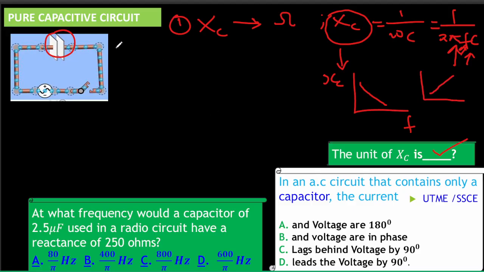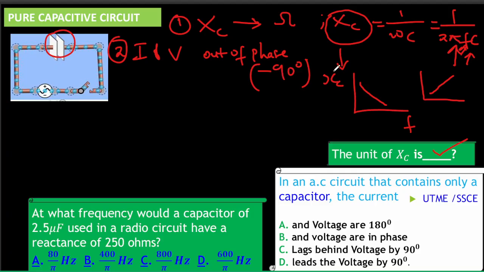Now, point number two is that current and voltage are out of phase. The angle is minus 90 degrees, so it's an angle of lead. Current is leading voltage. If you have an angle of lead, it's negative. If you have an angle of lag, it is positive. Please don't mix them up. It's very important.